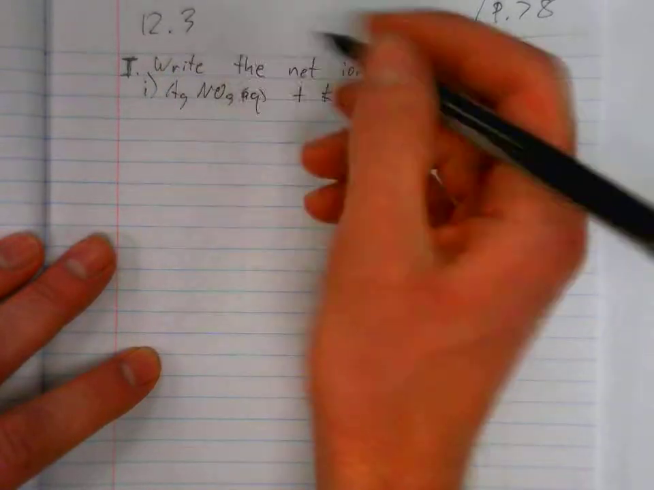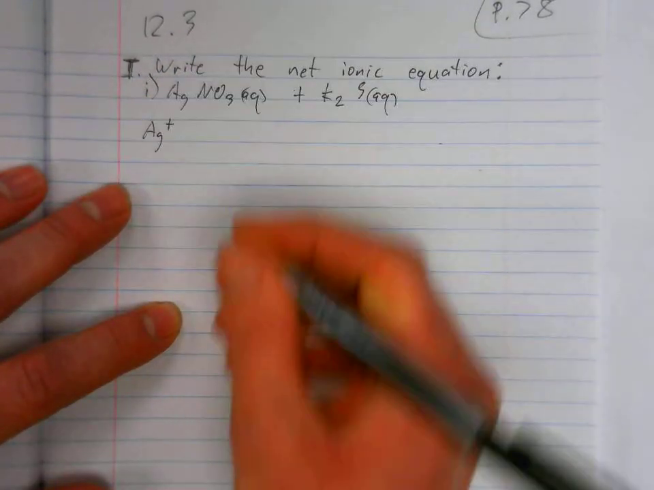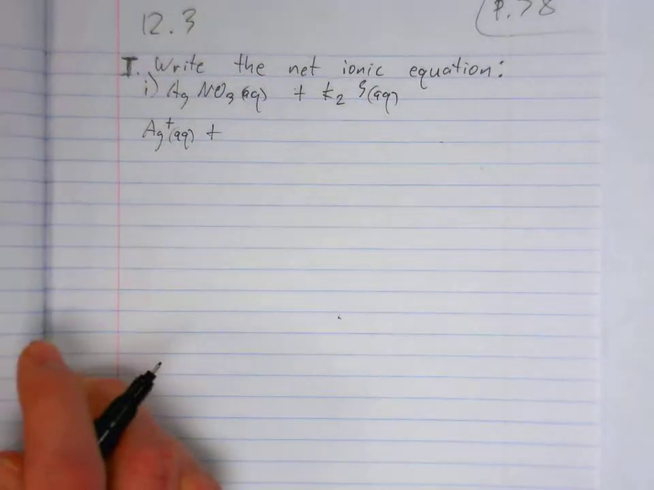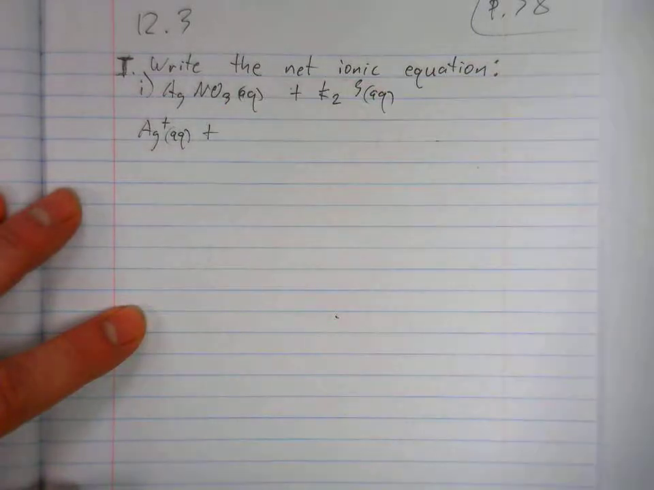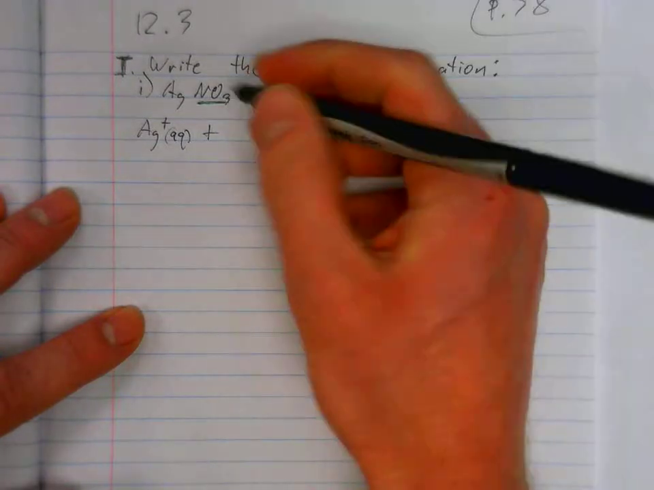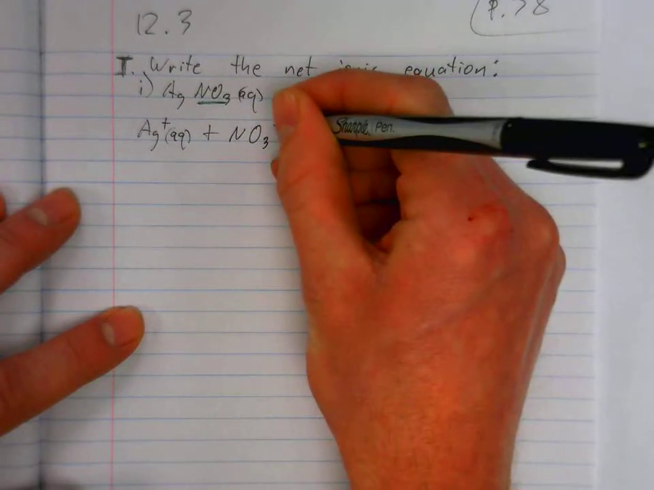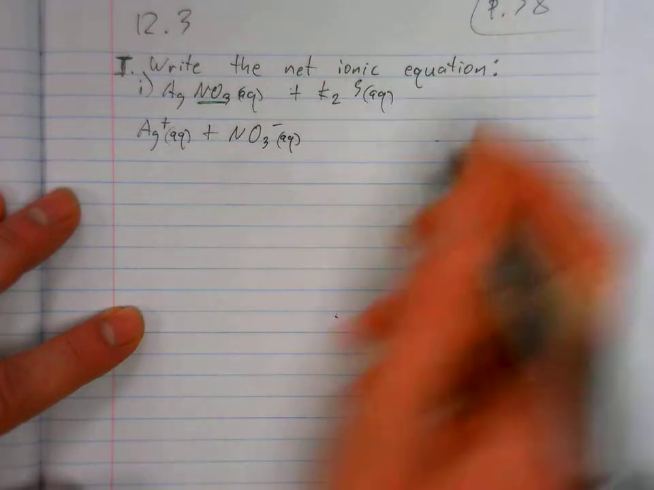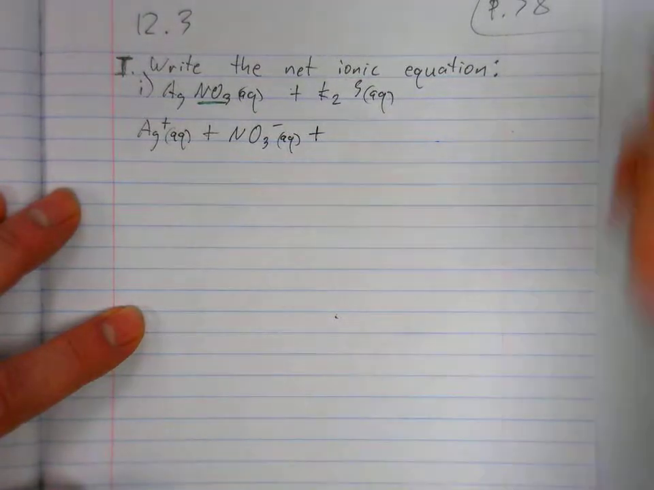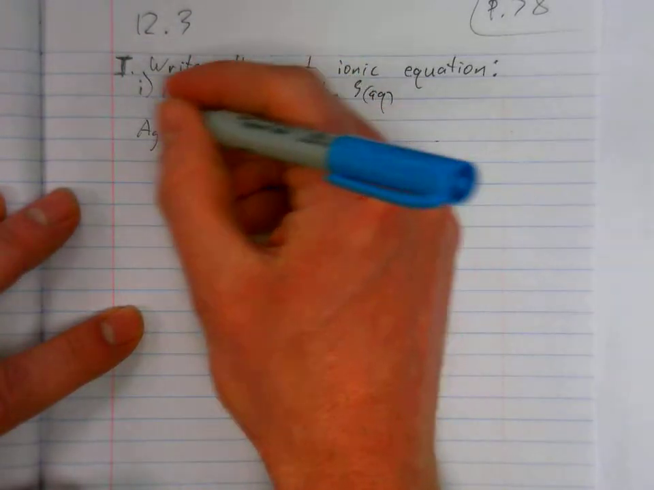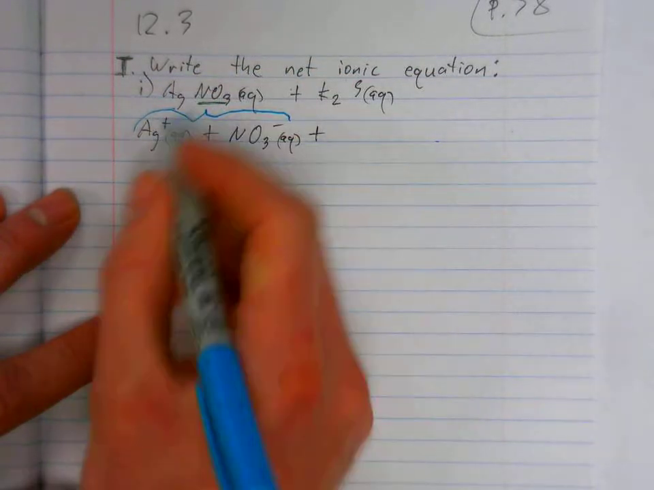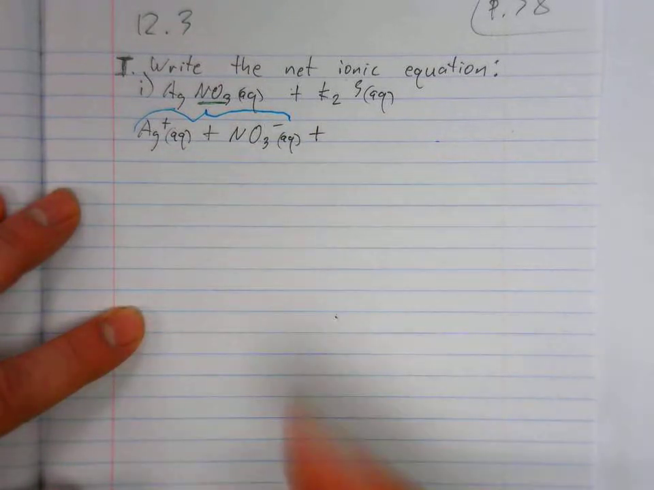So we know that we have silver 1+, and we'll write aqueous since it's dissolved in water. The nitrate is polyatomic, so we have to remember it's polyatomic and it's a 1- charge. So NO3-, also aqueous, dissolved in water. So here's our first set. That's the silver and the nitrate, silver nitrate, shown dissociated into its ions.